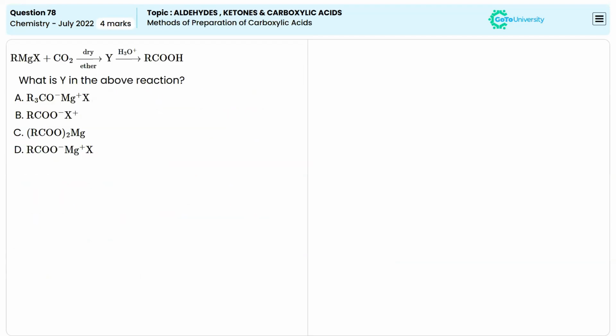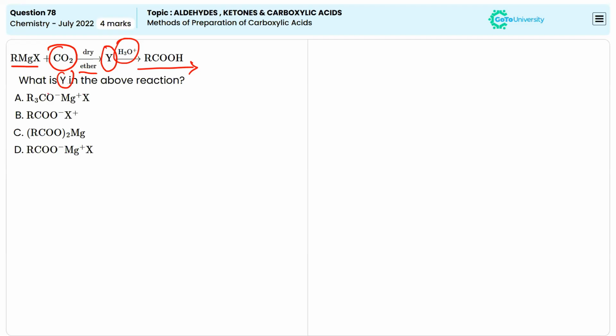In the next question, an incomplete reaction is given, that is RMgX, the Grignard reagent, reacting with carbon dioxide in dry ether medium and producing the compound Y. And this Y on hydrolysis produces the final product, that is the acid. We have to find out the Y which is forming in between the reaction.